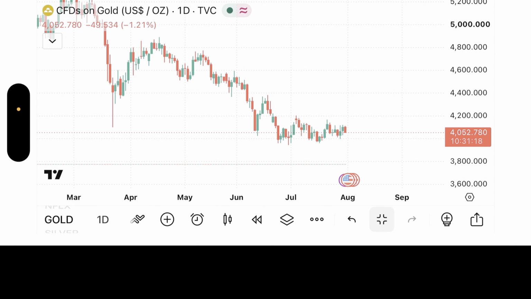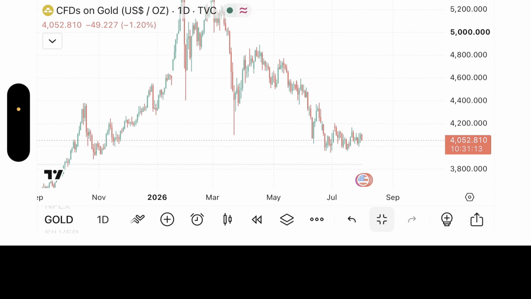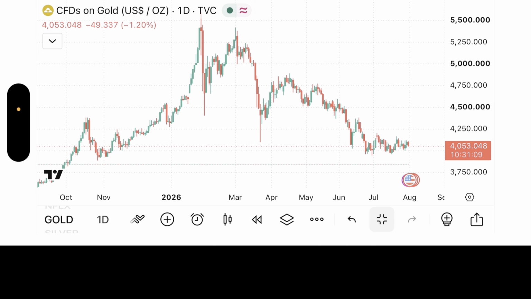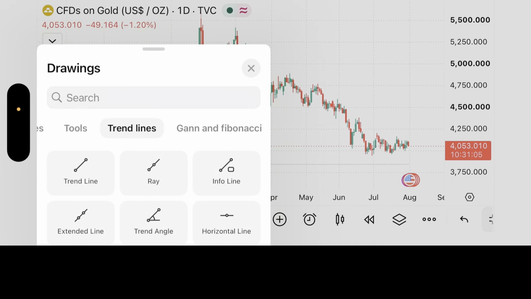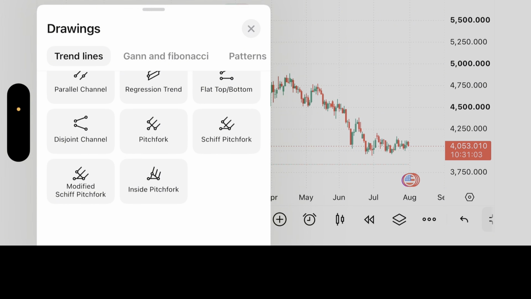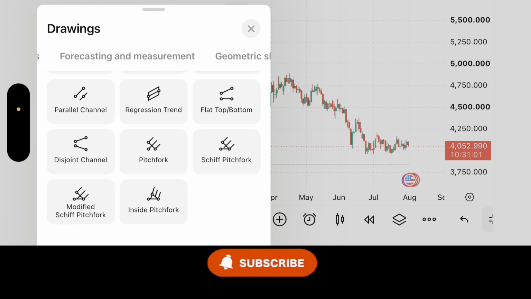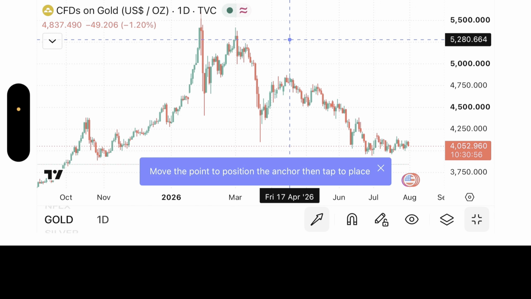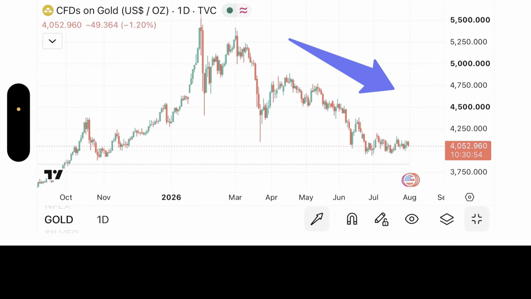So yeah, let's get straight to it. Every time I start to analyze gold, I start on the higher time frame, which is the daily time frame. On the daily time frame, you have seen that gold has been bearish for the longest time. We've been pushing to the downside, right?